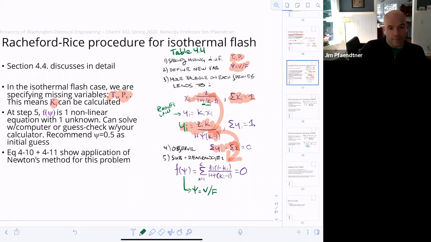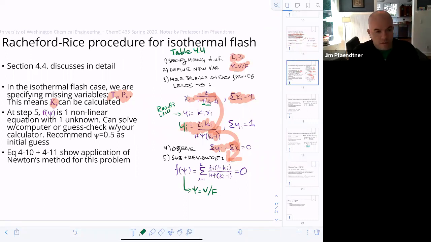And see at the bottom on step five, it's really important to understand that this is a complex nonlinear equation. It's a function of zi and Ki. If you write it all out, say for three or four components, it's not something that you just solve by hand. This is typically something that we're going to use a computer program for.